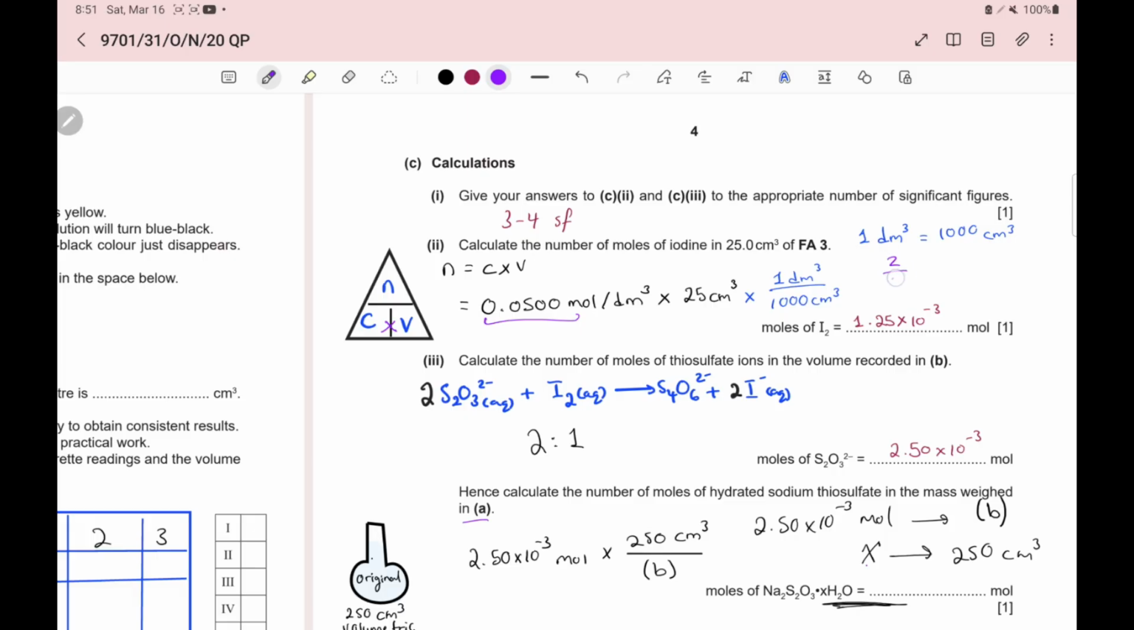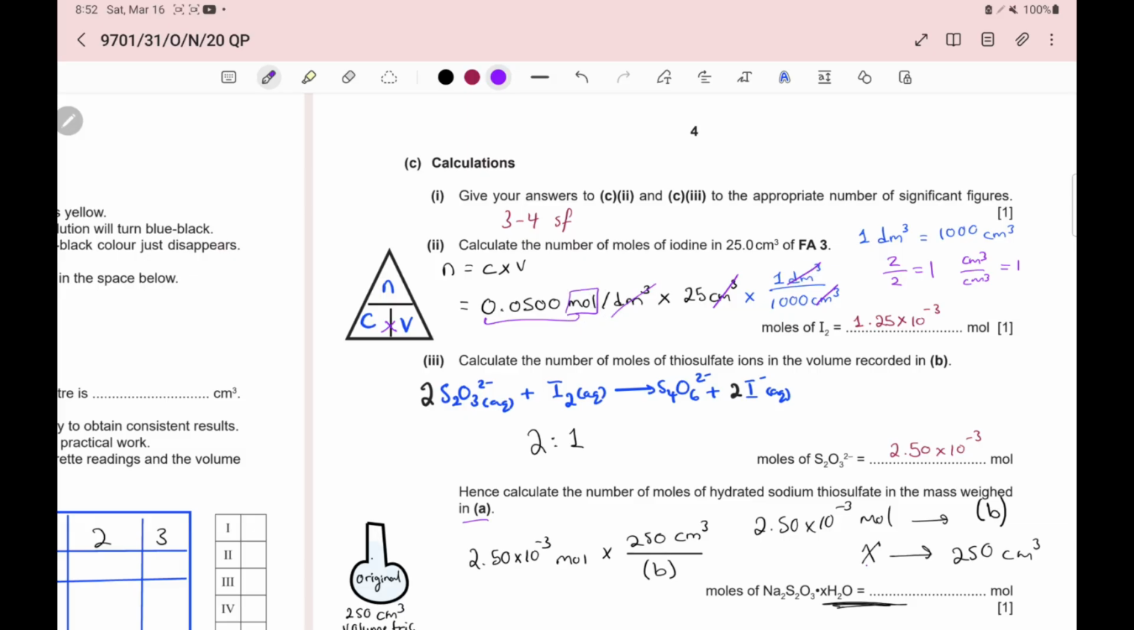and the reason for that is because it cancels out. So for example, when you do 2 over 2, it'll give you 1. So if you do centimeter cubed over centimeter cubed, it'll also just equal 1. They cancel out. Same with the decimeter cubed: this one's at the top, this one's at the bottom. They cancel out, and we're left with mole as our unit.